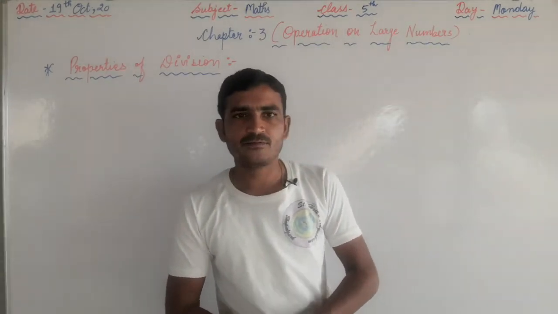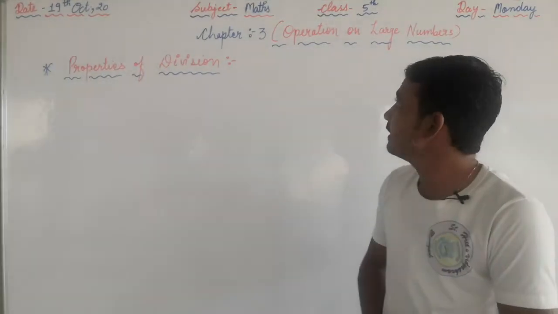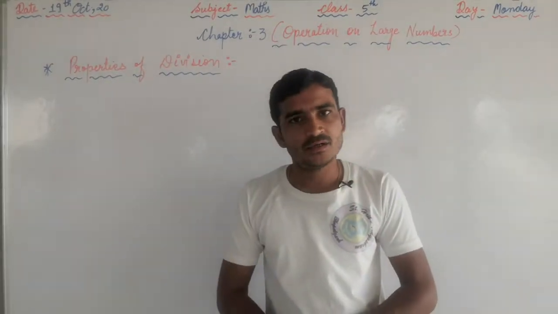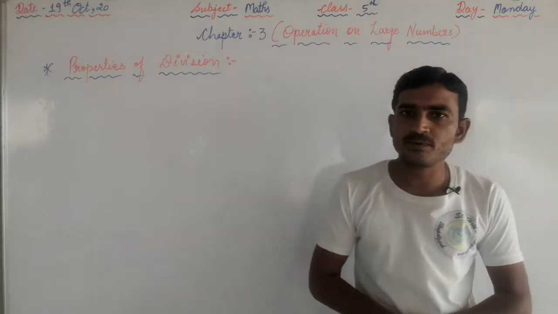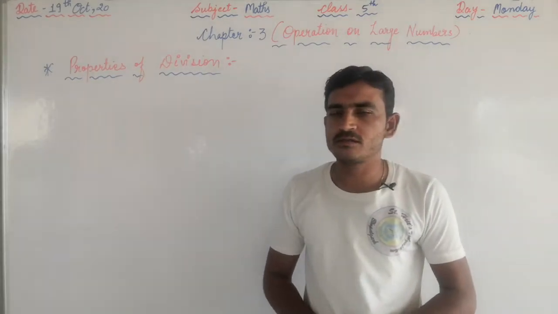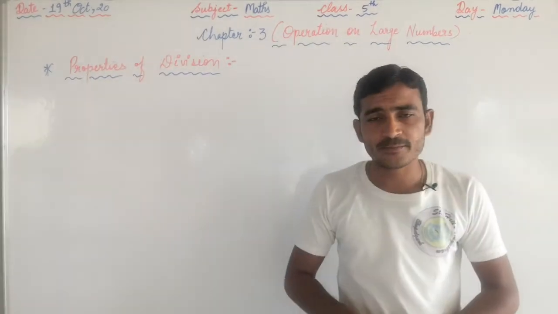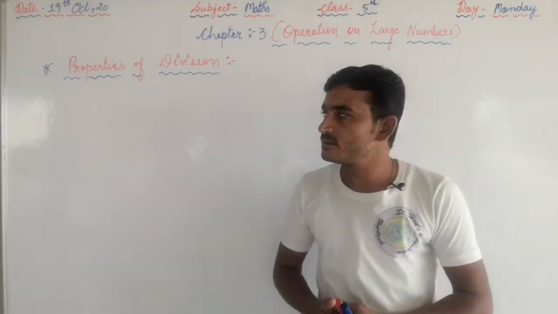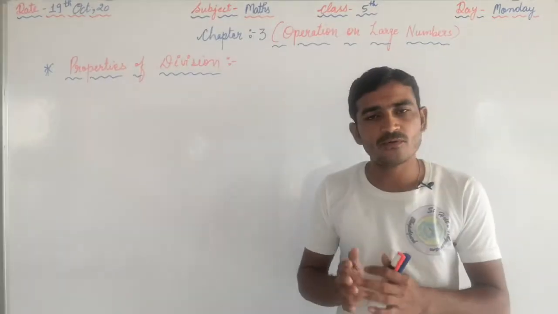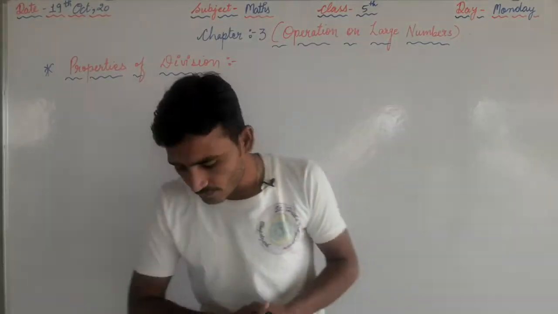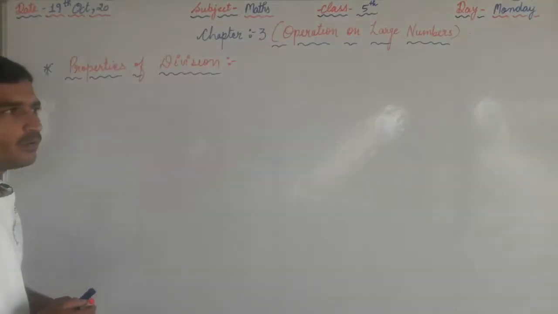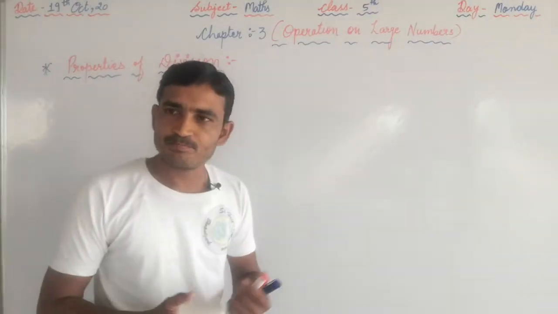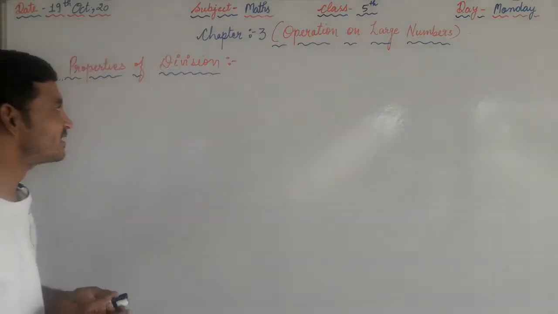We are discussing chapter number 3, operation on large numbers. In this chapter we are going to discuss division. Before starting division, we're going to discuss some properties of division, and some concepts that are helpful while we divide numbers. So are you ready? Let's start.